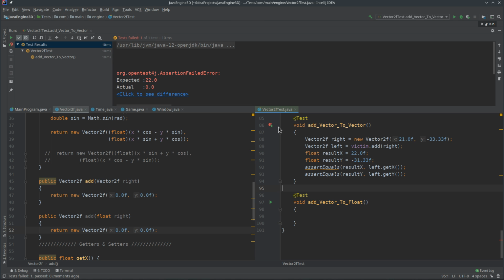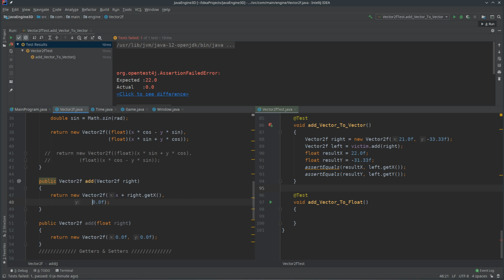And let's see how we're going to do that. Add vector to vector. Alright, so it's still going to be a new vector, isn't it? So what we're going to have for the x? How's about something simple like x plus right dot get x? And for our y, we can have y plus right dot get y. Yep, I'm happy with that. Run our test.